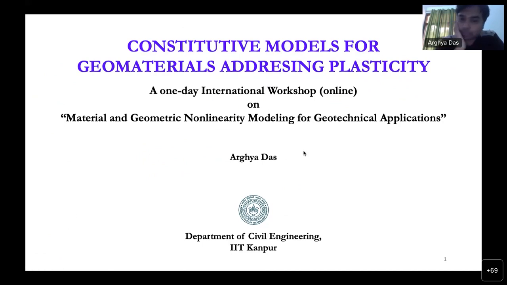Good afternoon, everyone. My name is Arghay. I'm from IIT Kanpur. Today I'm going to talk about the topic constitutive models for geomaterials addressing plasticity. In this talk, Professor Jiang already mentioned many of the things this morning, followed by Dr. Mousumi, who gave a very nice introduction to elasticity as well as continuum mechanics. I'll bank on that knowledge and try to build upon it from there onwards.